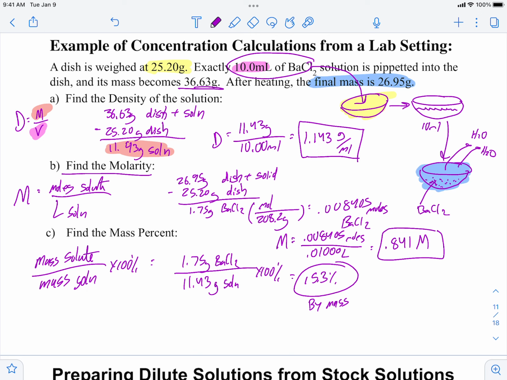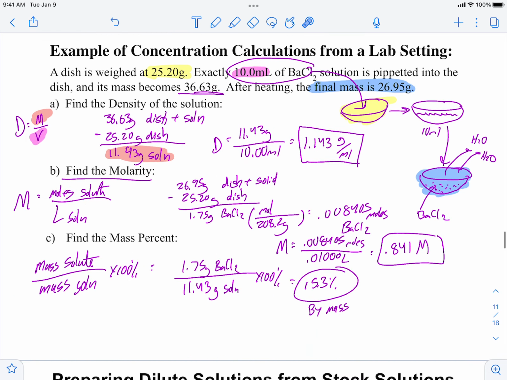You really need to know the definitions of the concentrations. Molarity, you have to know the moles, you have to know the volume in liters. Mass percent, you need to know the mass of the solute, you need to know the total mass of the solution. And this, of course, is something that's just going to get easier with time, right? The more of these you do, the more practice you do, the easier it'll get.